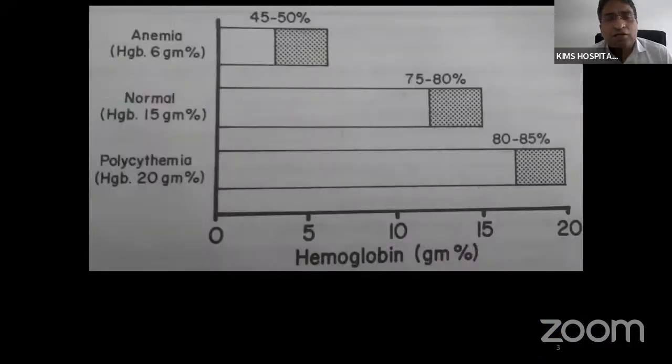So this is the example. Suppose to get the 3 gram in the presence of anemia with 6 gram hemoglobin, it will be very difficult. So the cyanosis will appear very late, even when the saturation drops to 45-50%. In polycythemia with a hemoglobin of 20 gram, it's easy to get 3 gram percent of reduced hemoglobin. In general, about 20-30% reduced hemoglobin is required. So that is the general concept.